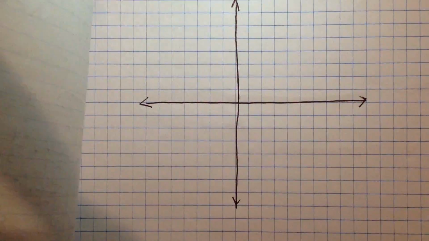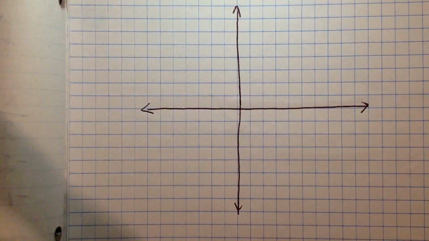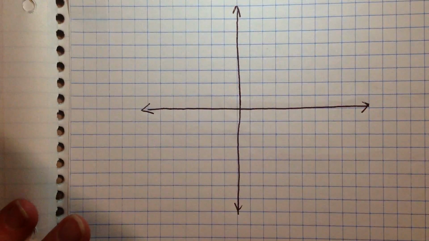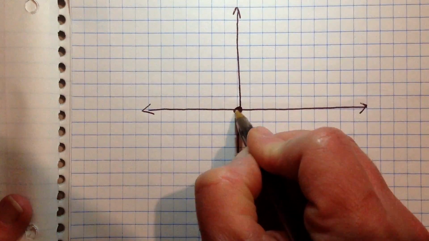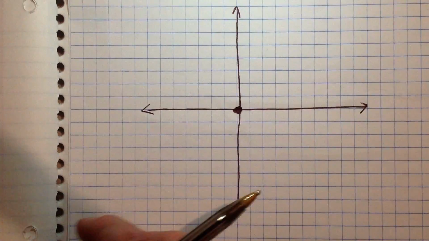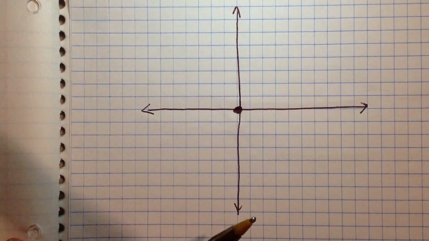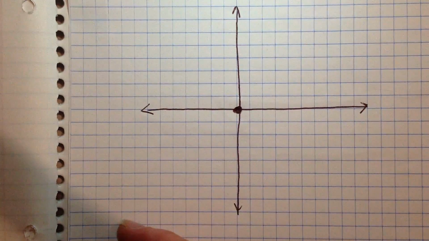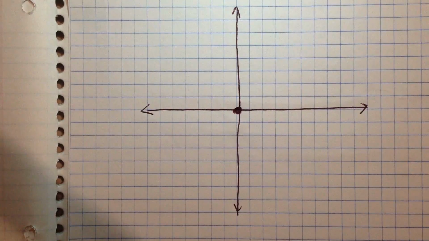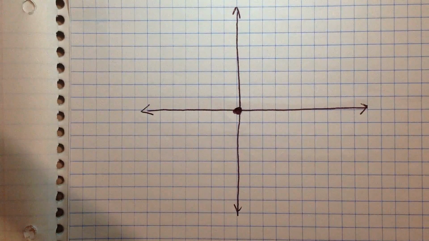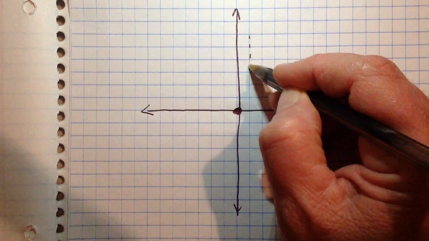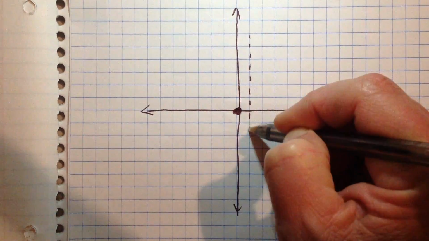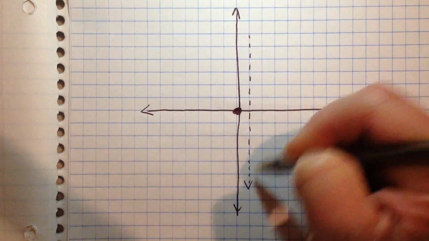Everything that I have determined about this graph: we know the y-intercept is the origin. That was one of the first things that we determined. We know the x-intercept was also x equals 0. We have a vertical asymptote at x equals 1, so I'm going to go ahead and draw that vertical asymptote at x equals 1.